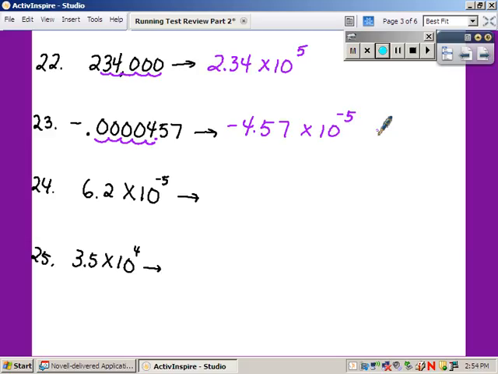Okay, number 24, now it's asking you to take a scientific notation number and turn it back into a regular number. So again, this one says take 6.2 and move the decimal point back 5 places. So here's 1, 2, 3, 4, 5. Means the decimal point should be right here. So we have 4 zeros. So our real answer to this is 0.000062.